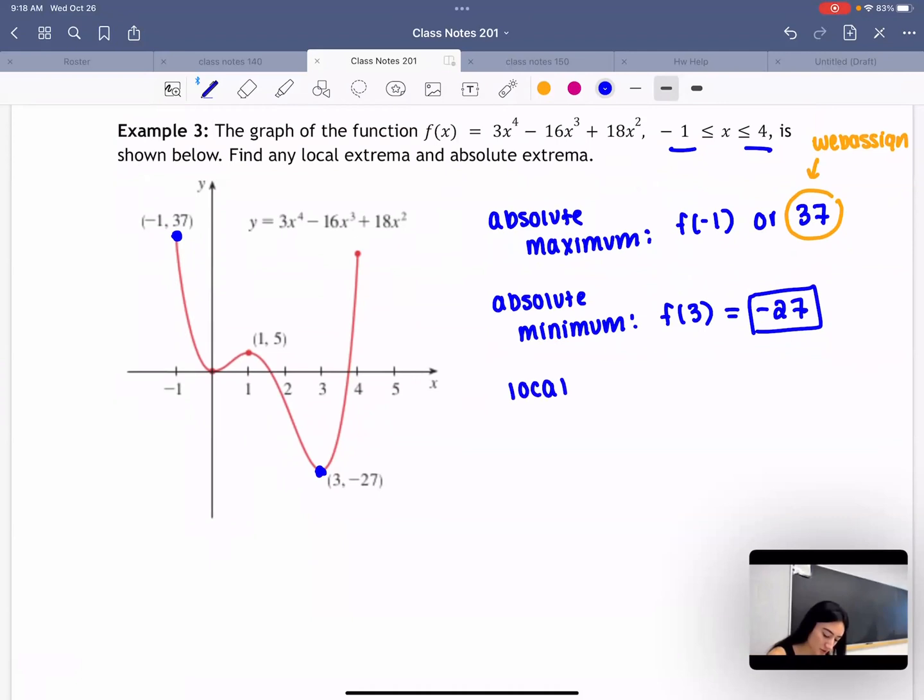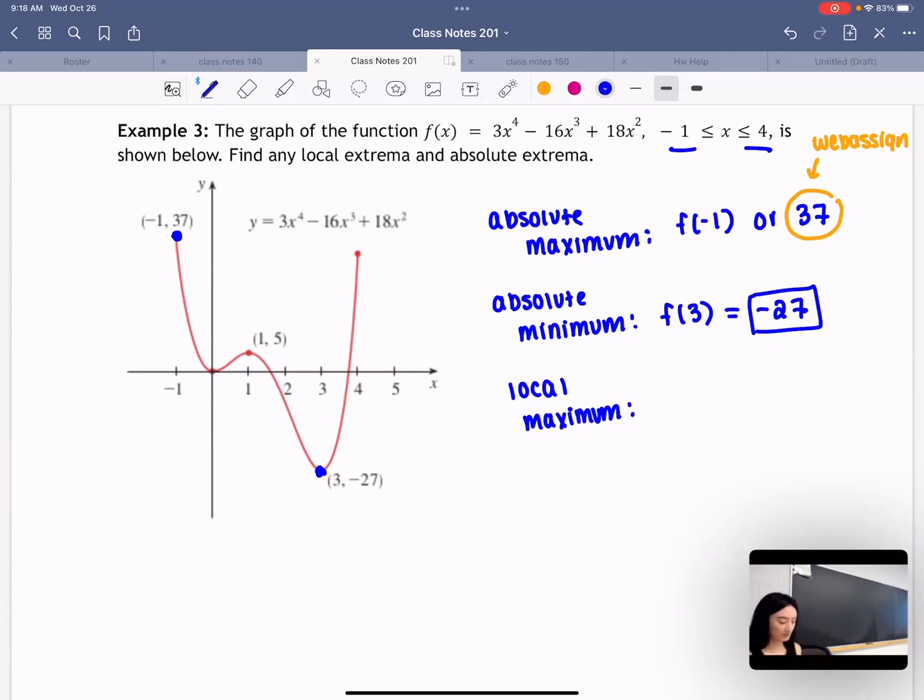So let's do the local maximum first. What are my local maximums here? Any ideas? Actually, wait, don't worry about it. I wouldn't worry about the endpoints yet. That's technically not one according to our textbook, but it is tempting to write that.